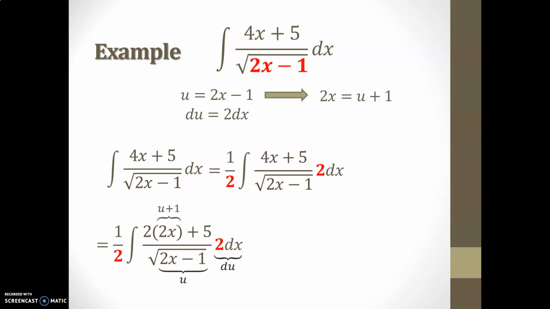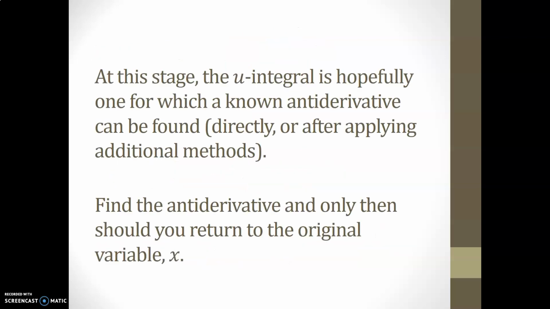So in the integral, I will replace every x that's left, or in this case, every 2x that's left, by u plus 1. So 2 times u plus 1 plus 5. And then, although this is not a basic rule, perhaps there are strategies we can use later. So at this stage, the u integral is hopefully one that you can solve, either because it's a basic form, or you can use other strategies to solve it.